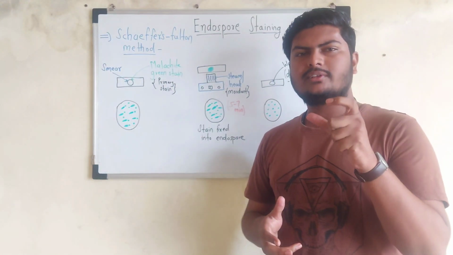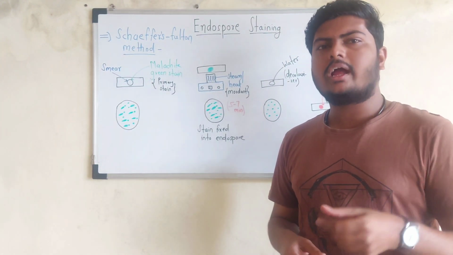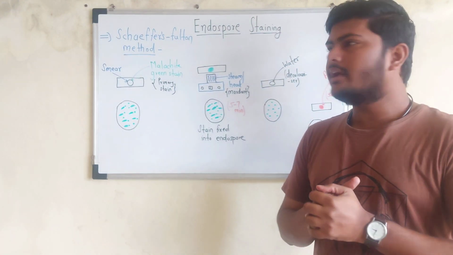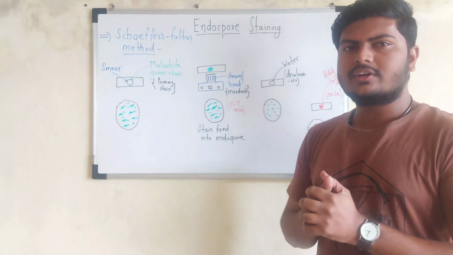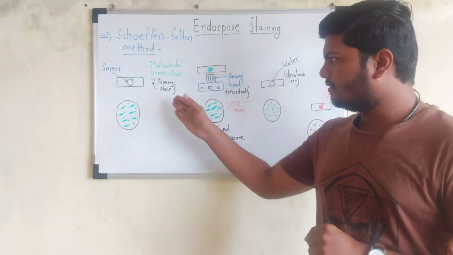We prepare a slide first, a slide of a bacterial culture. We make a smear, air dry and heat fix it. Then when our slide is prepared, the first stain that we add here is malachite green stain, which is the primary stain in this case.